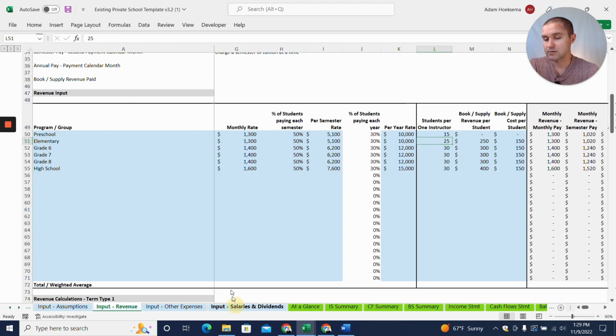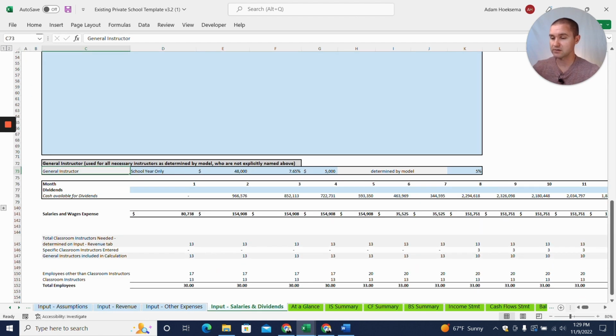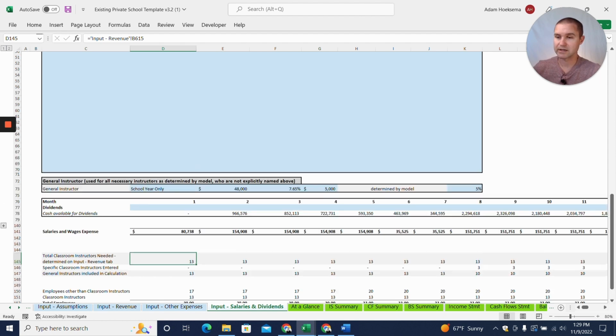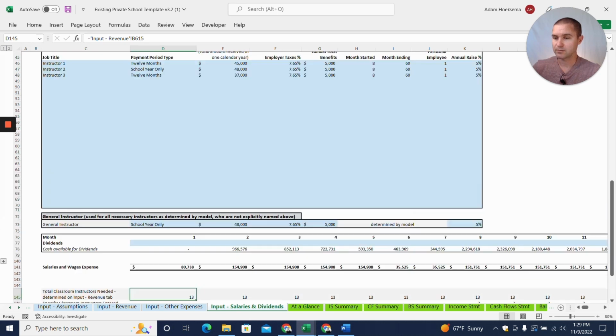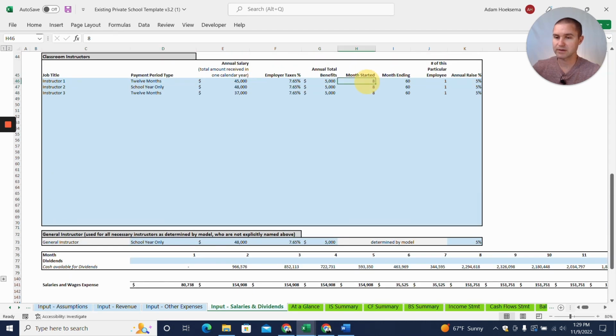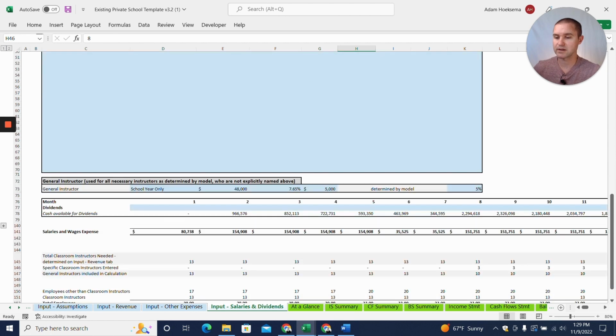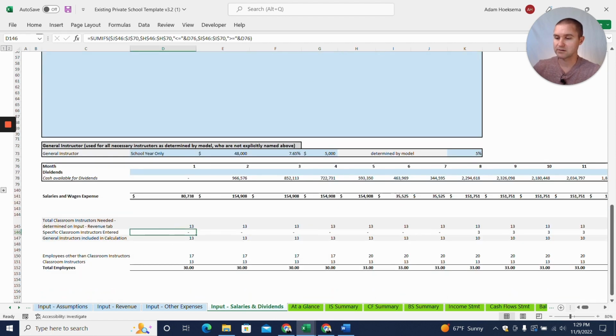And so what's going to happen here is the model down here is going to say how many total classroom instructors are needed based on those different ratios and the assumptions that you put in. So it's going to say, hey, we know there's 13 that are needed. But based on this table, we have these 3 instructors, but they don't start till month 8. Okay, we entered in month 8. So what does the model do? It says, well, specific classroom instructors entered, there's 0 right here, and then we can see these 3 show up here in month 8 because we entered them in right up here.